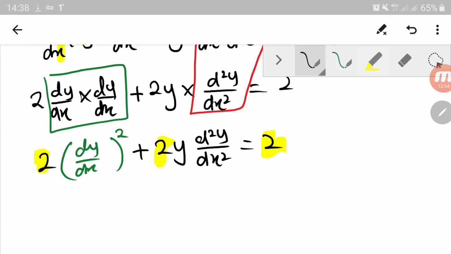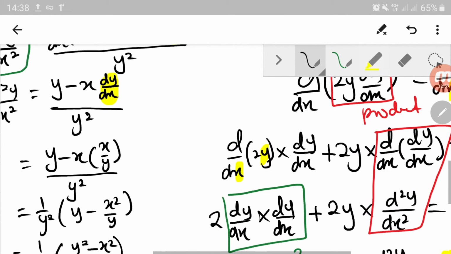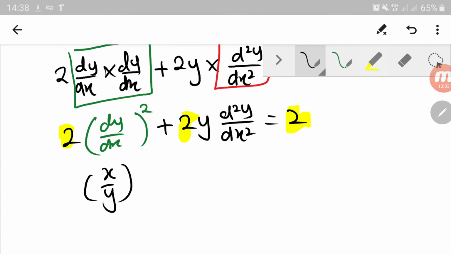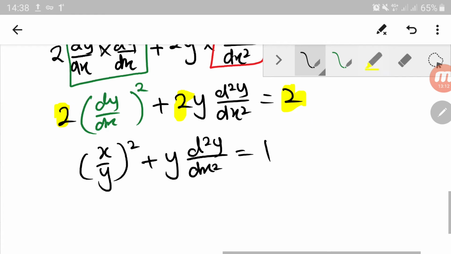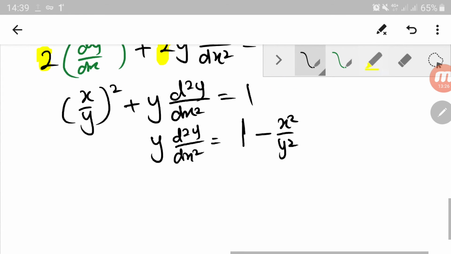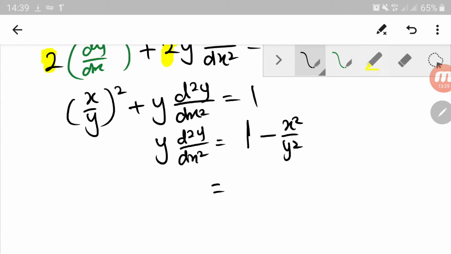So now, what is our dy/dx? In the green bracket, dy/dx is x over y. So x over y squared, plus y d squared y over dx squared, plus 1, because the 2 we canceled already, right? So y d squared y over dx squared, 1, and then this one minus x squared over y squared. We want to combine this 1 and x squared minus 1, which becomes y squared minus x squared over y squared.